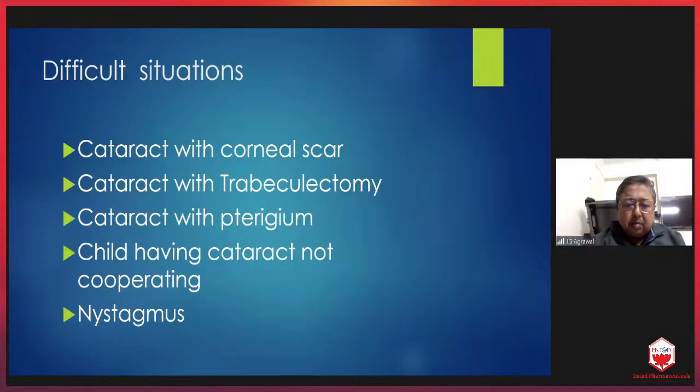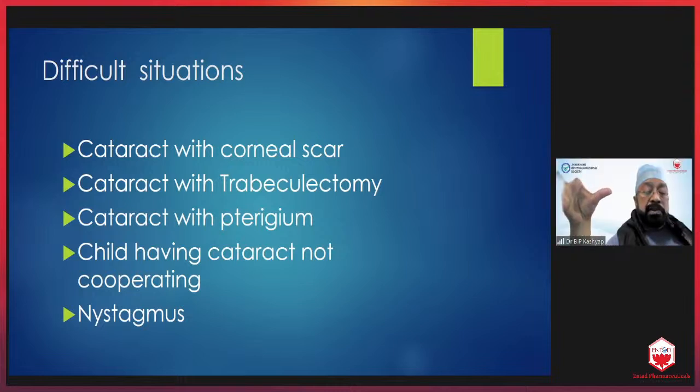Now there are some situations. We are running out of time. So there are some very critical situations we will have to discuss. You know, cataract with a corneal scar. If the corneal scar is small and we can calculate the power, I'll put the lens. Even if there is astigmatism, I put the toric lens.